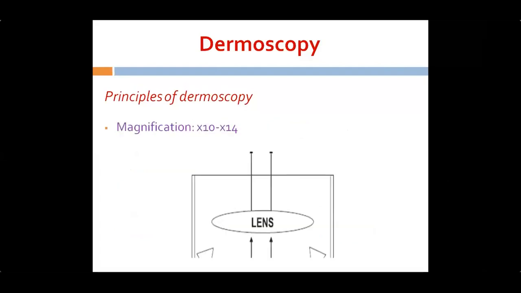The other thing is magnification, which is provided by achromatic lenses. Most of the conventional handheld dermoscopes these days provide magnification of up to 10x commonly, and some new ones are coming with up to 20x magnification. Whereas video dermoscopes and high-end dermoscopes provide up to 400x magnification as well.